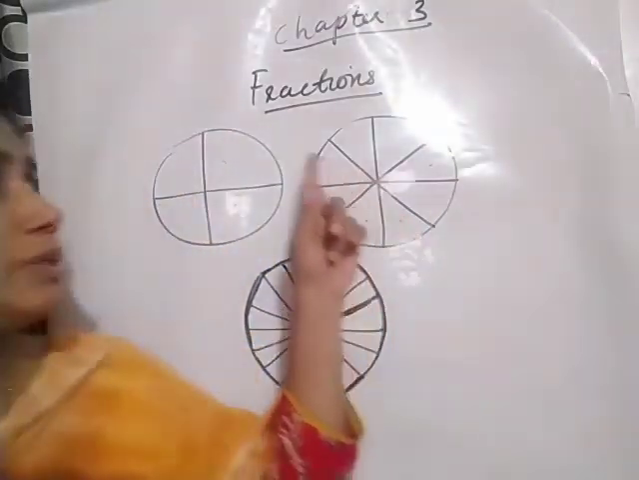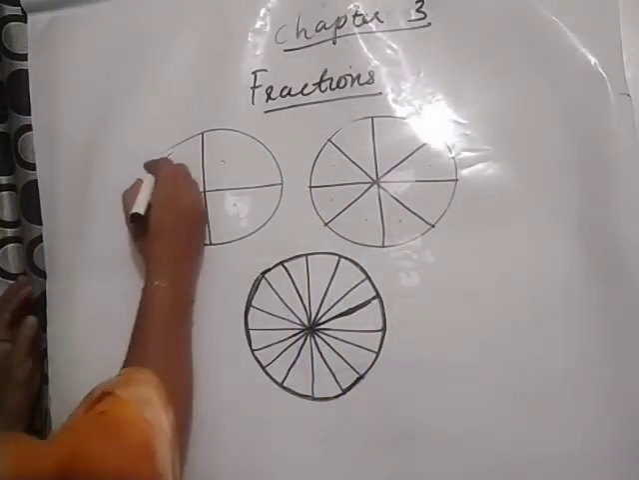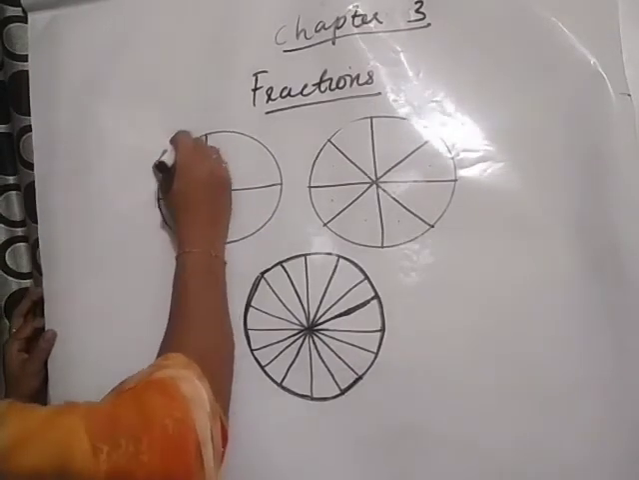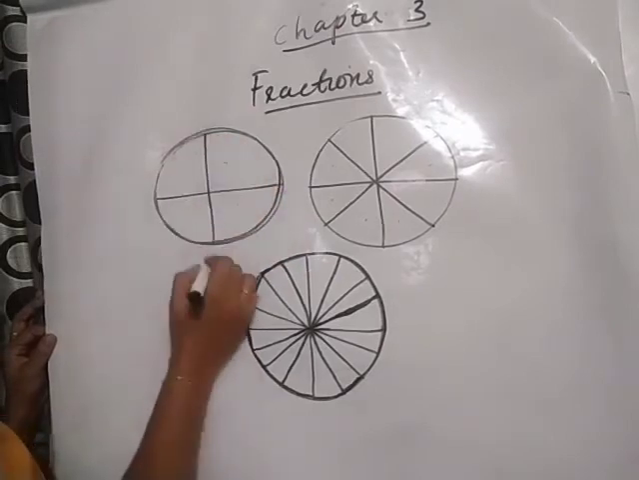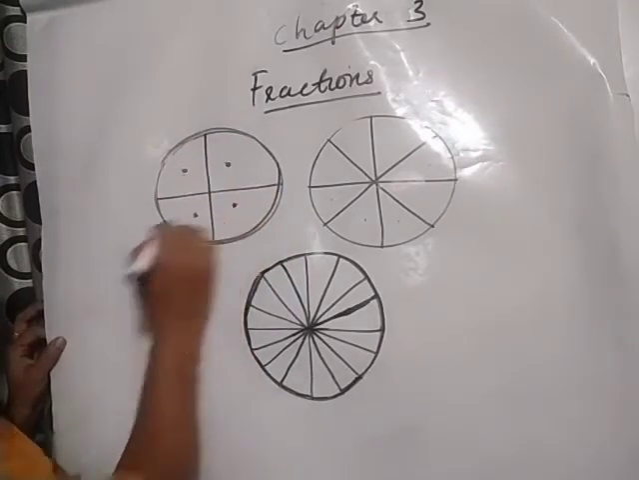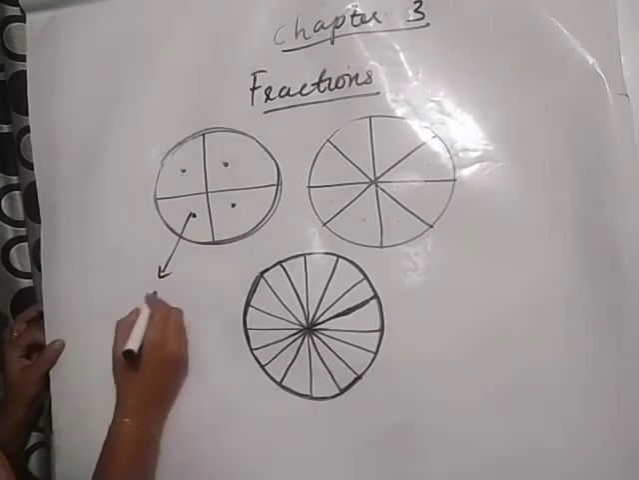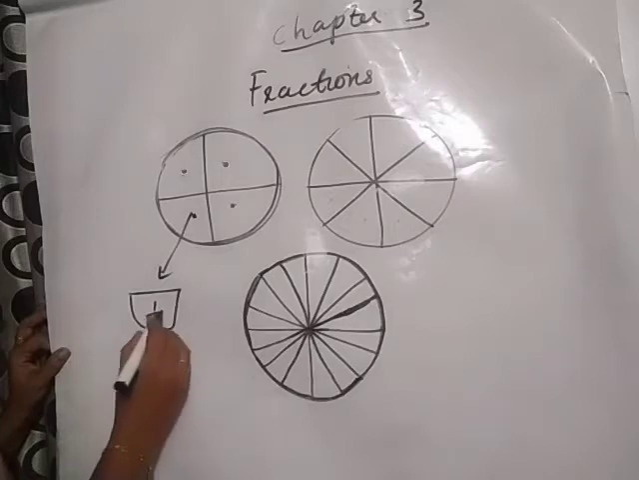We are going to learn chapter 3, fractions. You have seen cakes. Suppose here is a circular shaped cake and we cut it into 4 equal parts. There are 4 equal parts you can see. If we take one piece from here, it is 1 out of the 4 pieces.